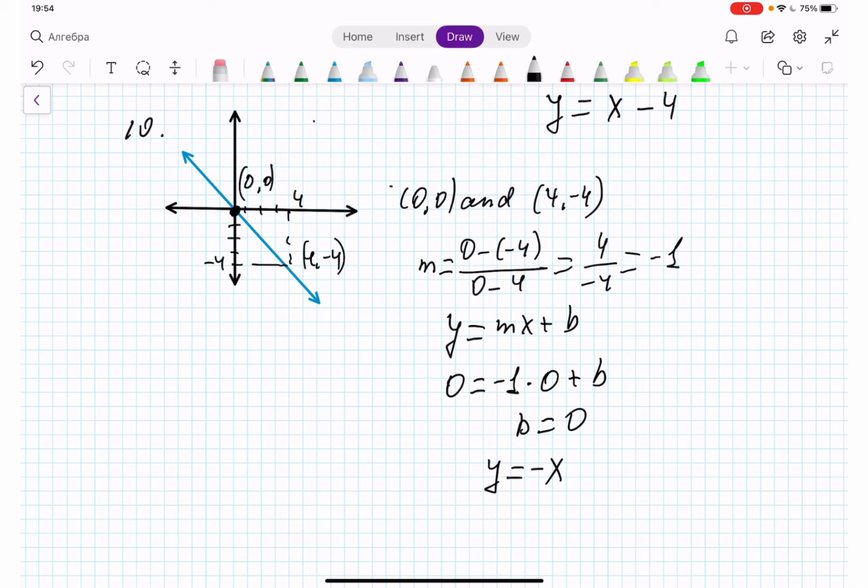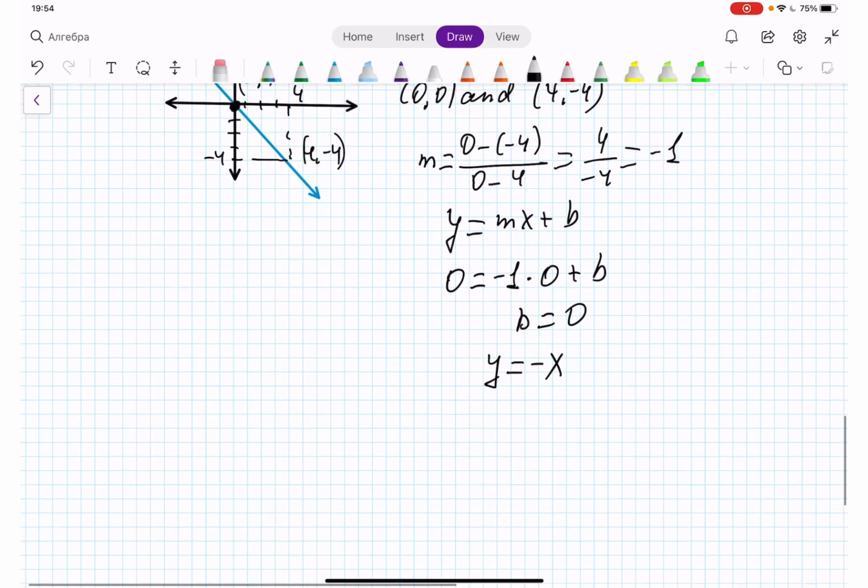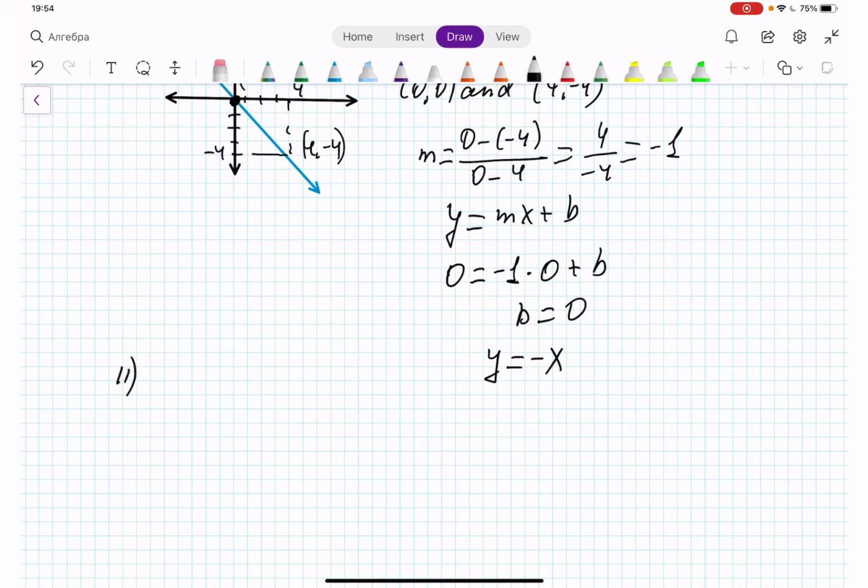Question number 11. We have such a graph.